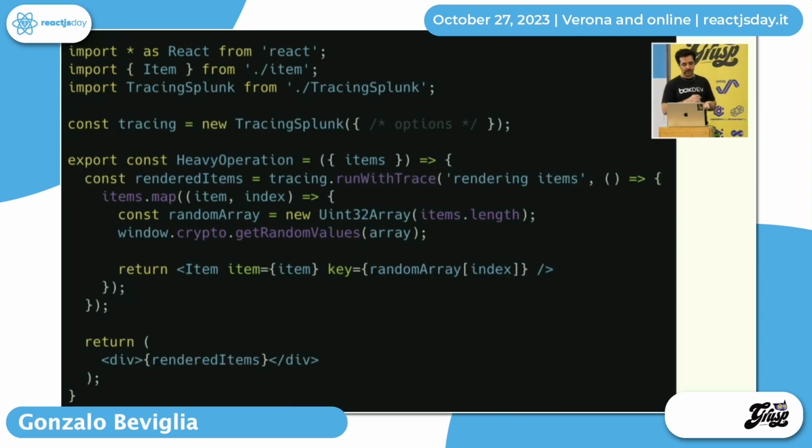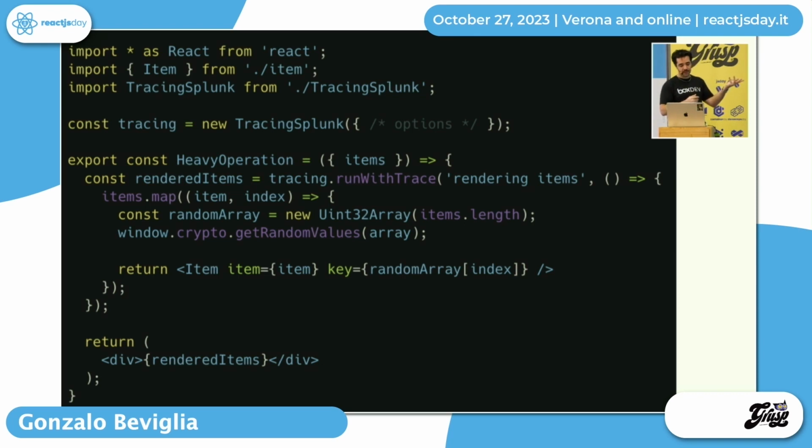The second scenario I have is a pretty synthetic one. We have a component that renders items while performing a crypto operation. Why? Because, well, I can. It's a good example of a heavy operation. I don't recommend anybody to write code like this, but I needed an example of an obviously heavy operation.